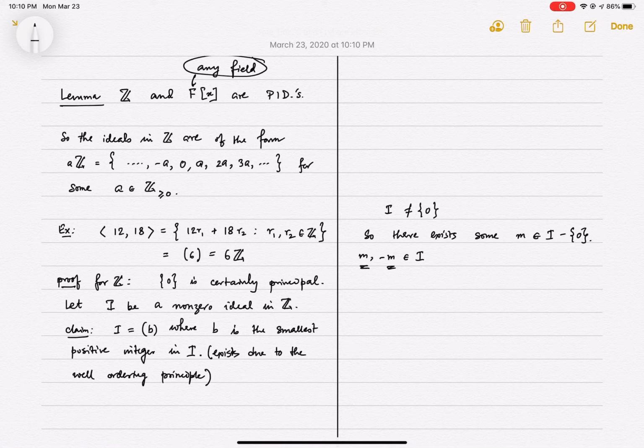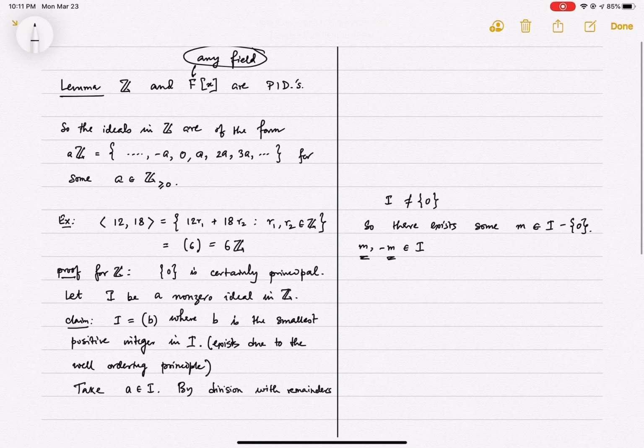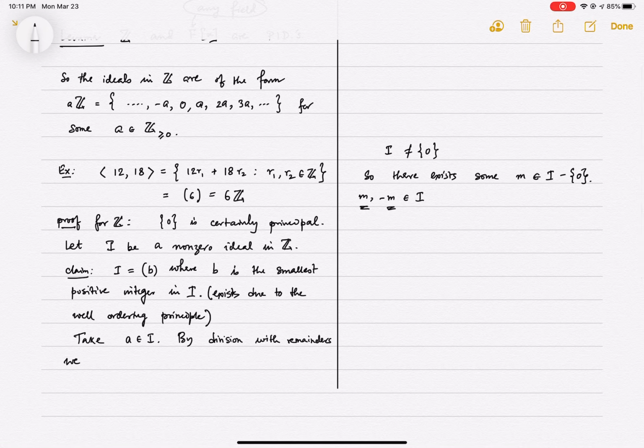And my claim is that I now consists of exactly all the multiples of B. How do I go about this? Well, take any element A in I. I want to show that A is a multiple of B. We talked enough about divisibility that it should be almost a reflex at this point. You say, well, we just divide A by B and see what happens. So by division with remainders, I get a quotient and a remainder, A = QB + R, where Q and R are integers, and the key point is that the remainder is non-negative and strictly less than B.